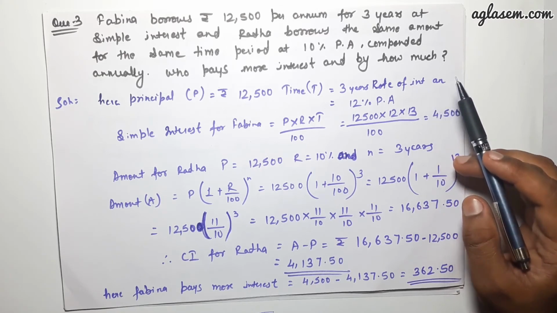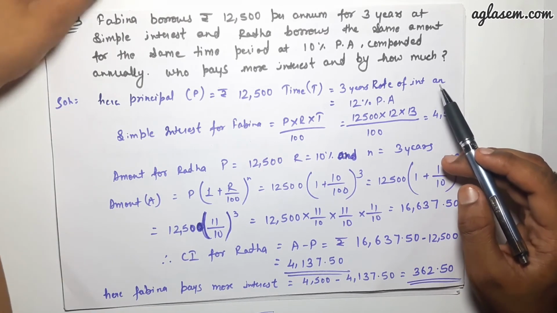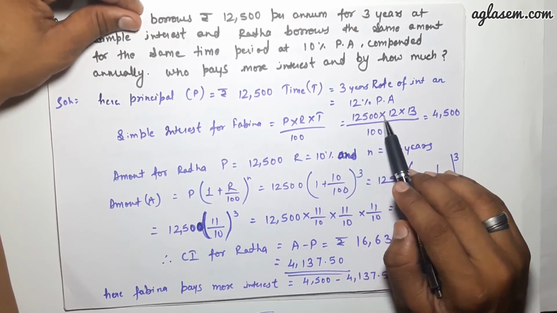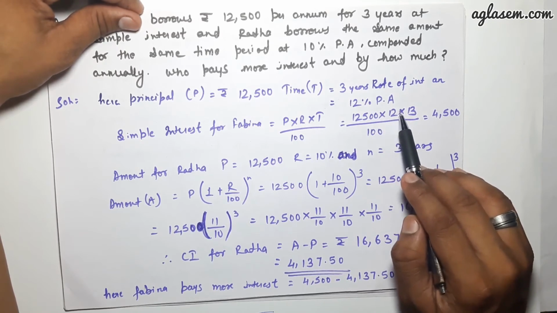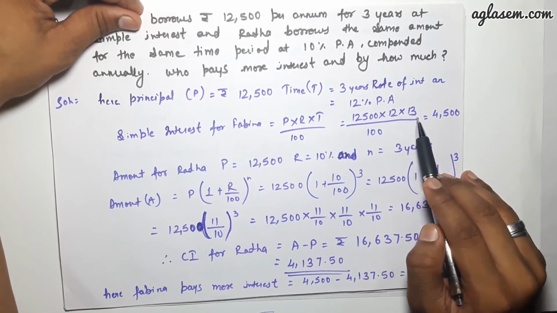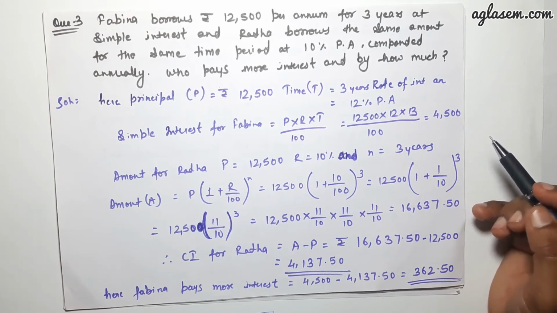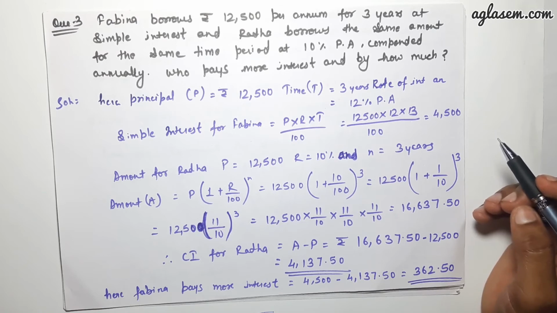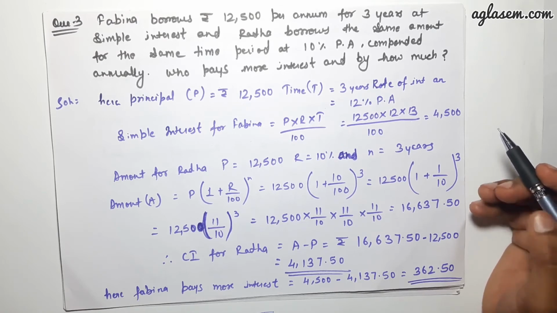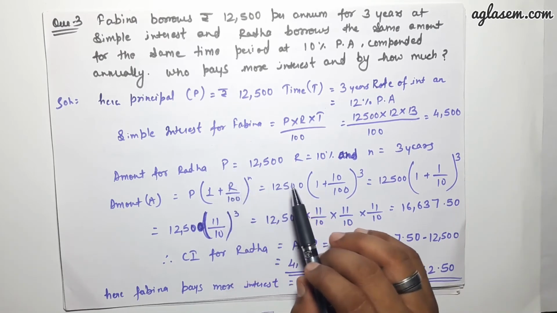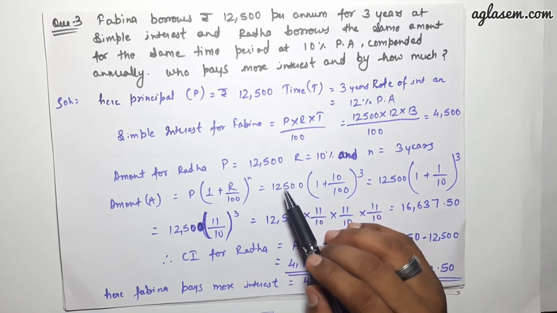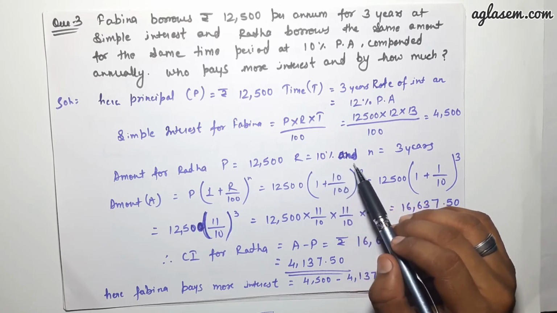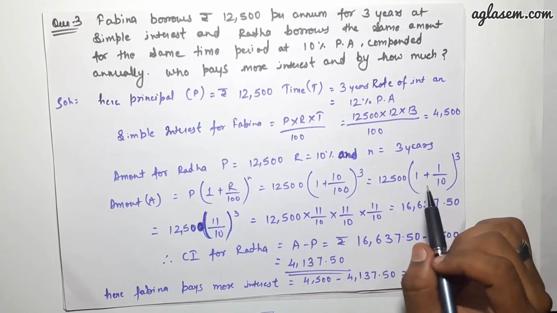So let's find the simple interest for Fabina. So P into R into T upon 100. So P is 12,500, R is 12% into T, that is time, that is 3 upon 100. After calculating this, we get 4,500. Amount for Radha, that is P equals to 12,500, R equals to 10% and N equals to 3 years.